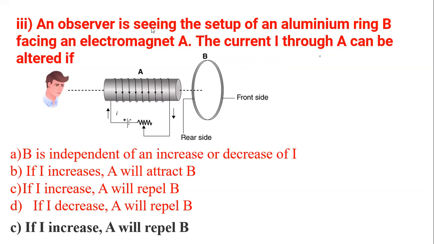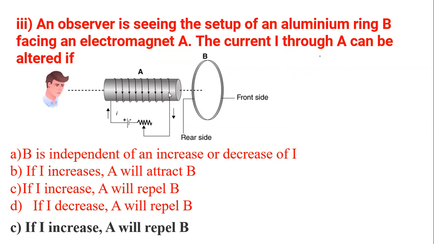Here, an observer is seeing the setup of an aluminium ring B facing an electromagnet A. The current I through A can be altered. Option A, B is independent of an increase or decrease of current I. Option B, if I increases, A will attract B. C, if I increases, A will repel B. D, if I decreases, A will repel B.